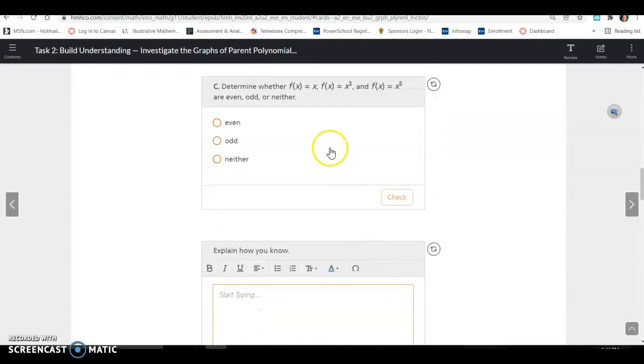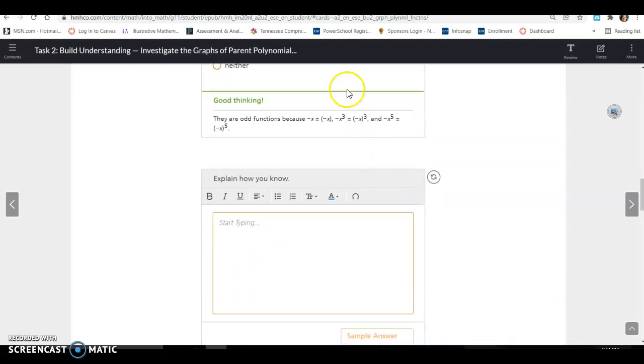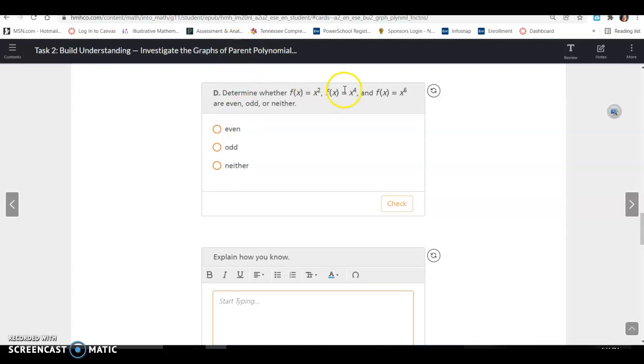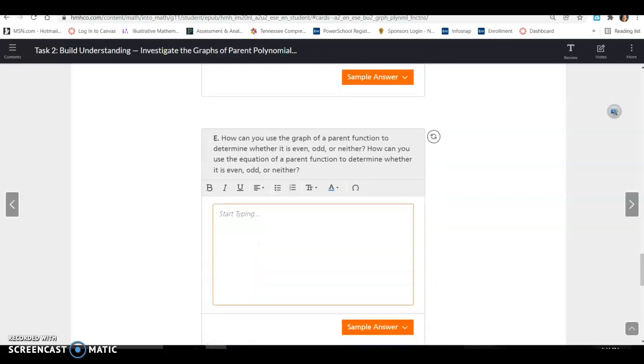So determine whether x, x cubed, and x to the 5th are even, odd, or neither. They are odd functions, because f of negative x equals negative f of x. Because that happens, these are considered odd functions. Determine whether x squared, x to the 4th, and x to the 6th are even, odd, or neither. These are considered even functions, and that's because negative x, in parentheses, squared equals x squared. So those are considered even functions.